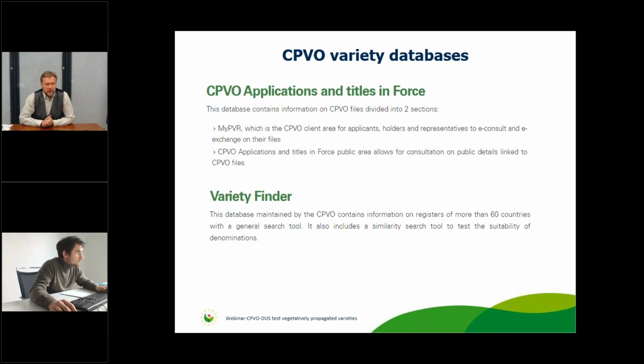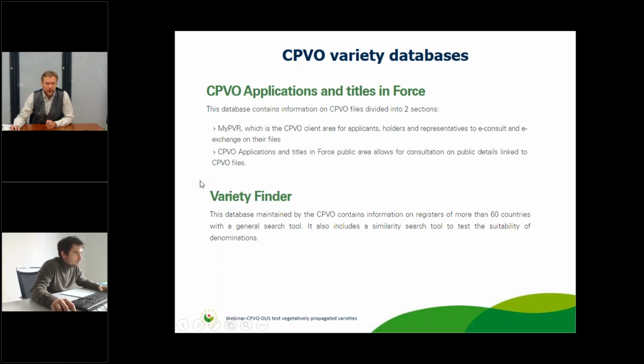And finally, some information on our databases. The office has two major databases accessible to the public. The first one is the database on applications and titles in force. You find two sections, the My PVR section, which is the space for the applicants and title holders, and the general section where anyone can search for applications filed and titles in force.